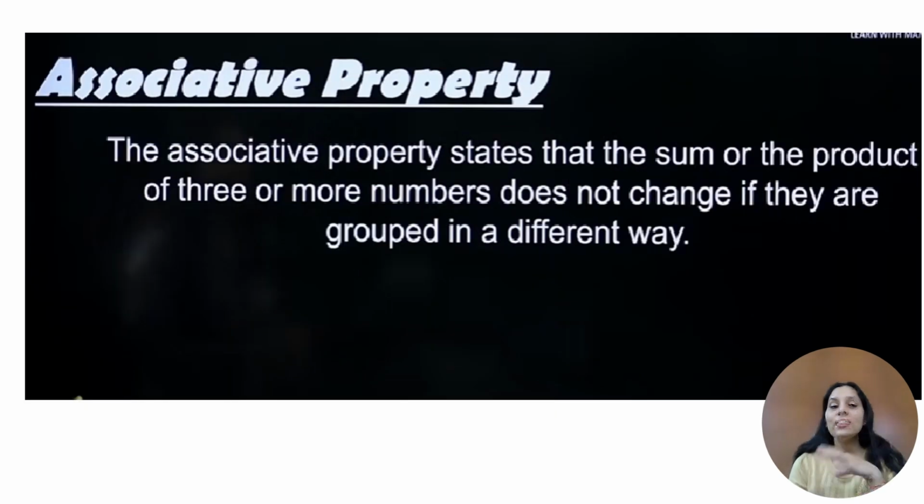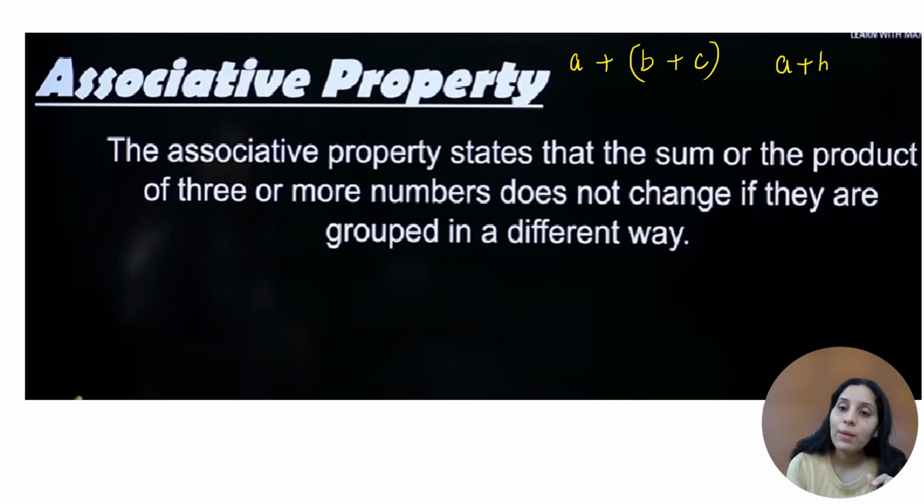Now next one is associative property. Associative property states that the sum or product of three or more numbers does not change if they are grouped in a different way. Which means, now let us take three numbers A plus B plus C. I am grouping B plus C first. And then I will check, I am grouping A plus B now. So when I group the terms differently, even then my end result is same.